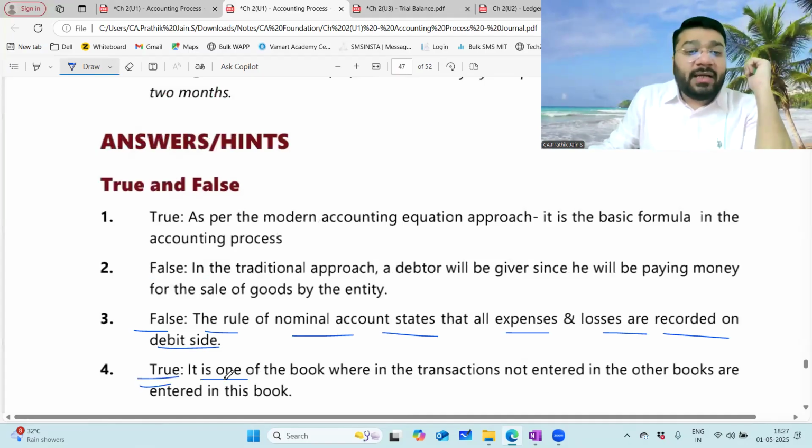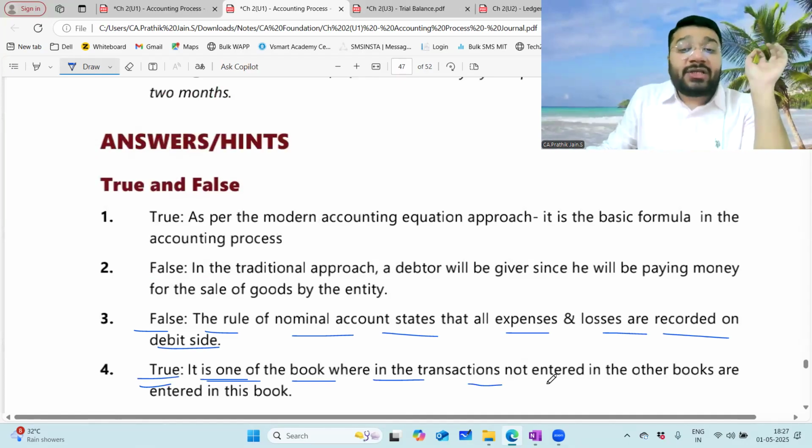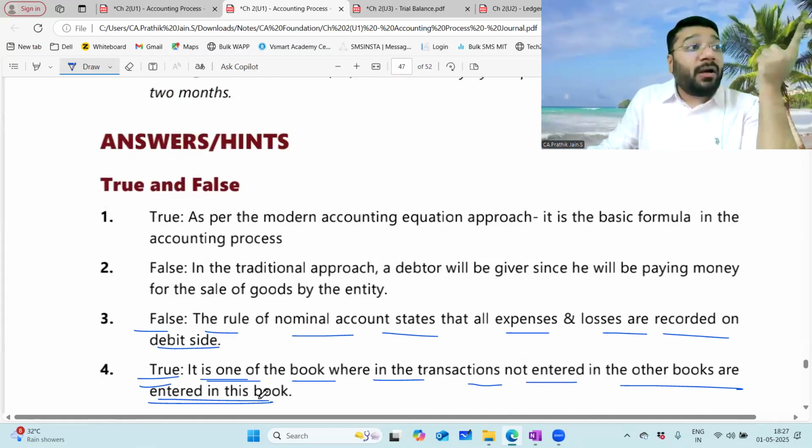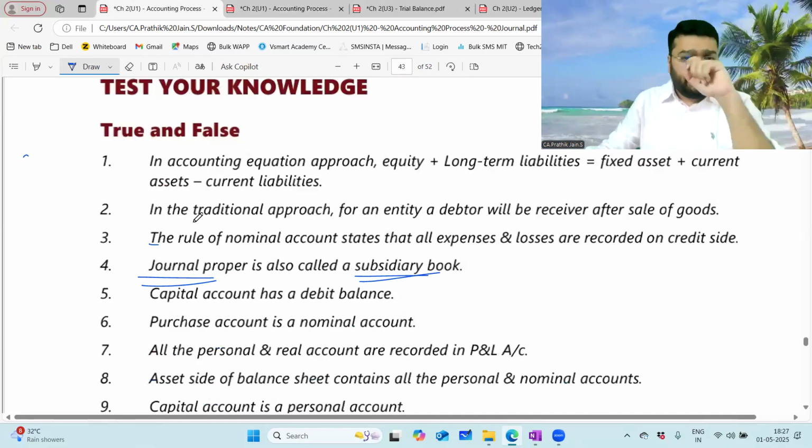True. It is one of the books where transactions are entered. Any transaction which is not recorded in other books is recorded in this book called journal proper. So when I do subsidiary book, that time you'll understand.